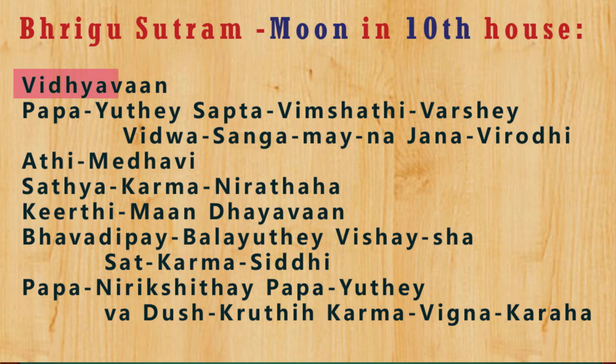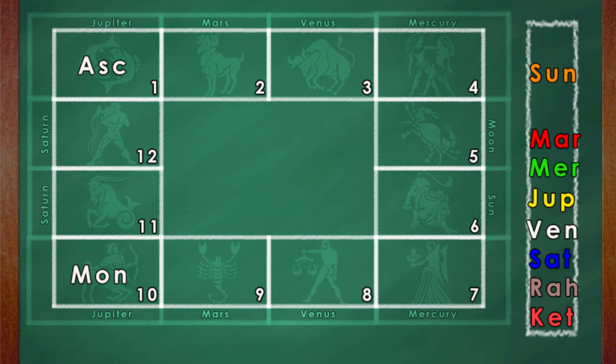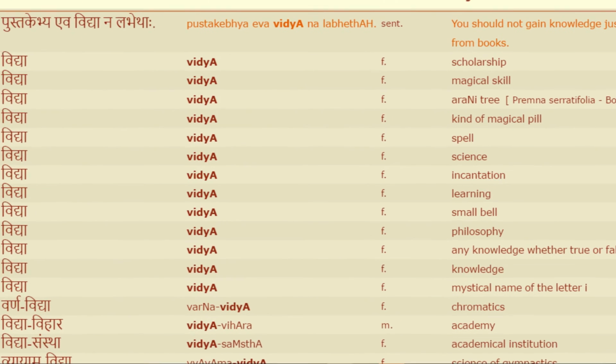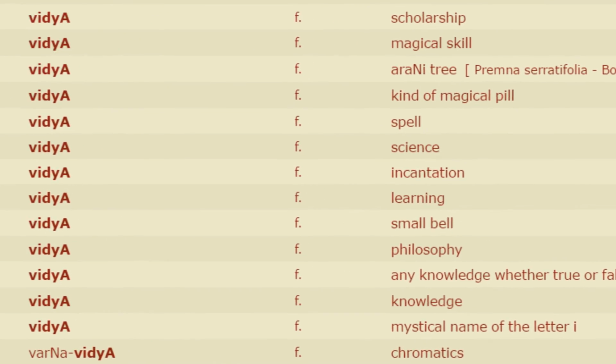The first word Sage Bhrigu says is Vidhyavaan, and the translator Dr G S Kapoor says if the moon is in the 10th house, the native will achieve high academic attainments. Vidhyavaan does not necessarily mean high academic attainments. Vidya may also mean any type of skill. If you refer to the website spokensanskrit.de for the same word Vidya, you can draw your own conclusions from this.